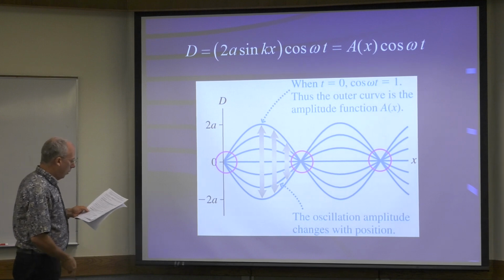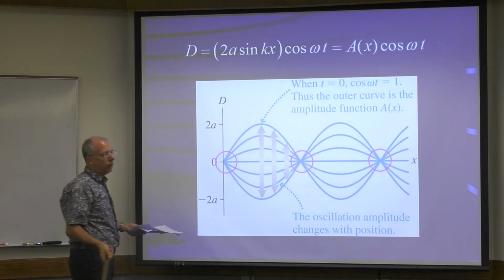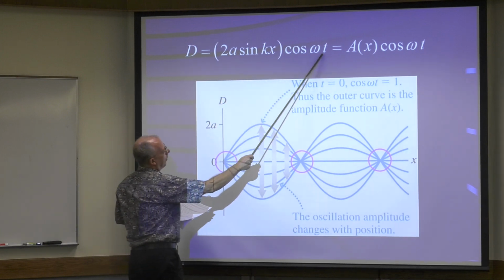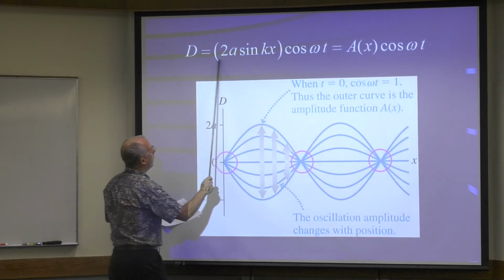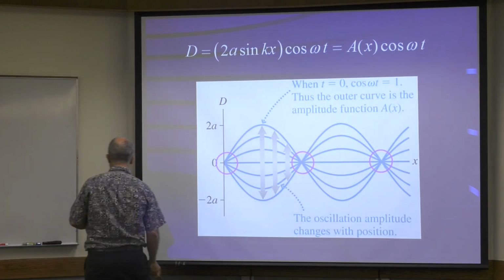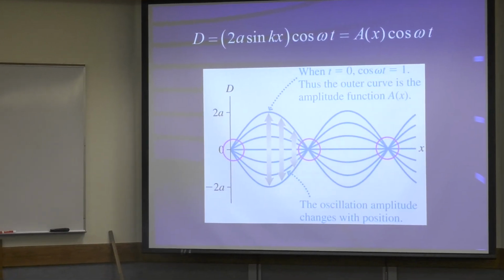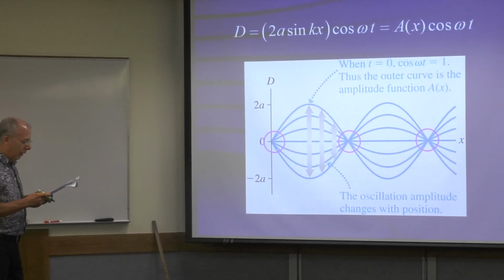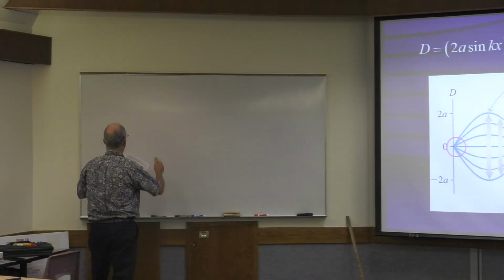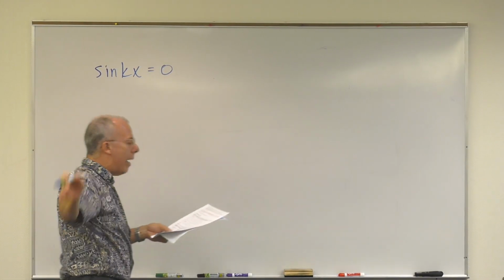So which factor has to be 0, this factor or that factor? Remember, we want it to be 0 for all time and eternity. I think you have to agree it's this factor, because the other is going to be between 1 and minus 1. So this factor has to be 0 all the time at these specific locations, which we're going to now find. We want 2a sine kx to be 0. Who cares about the 2a, right? So what we really want is sine kx to be 0 for all time and eternity.